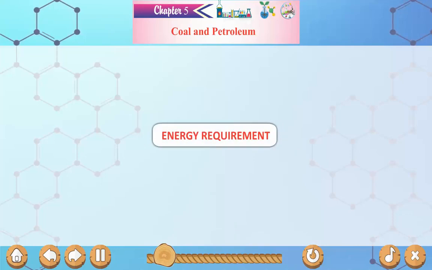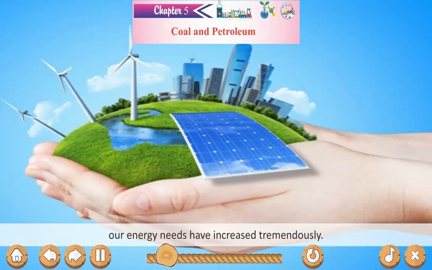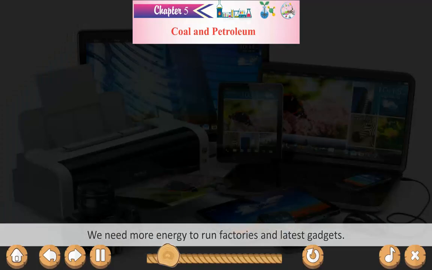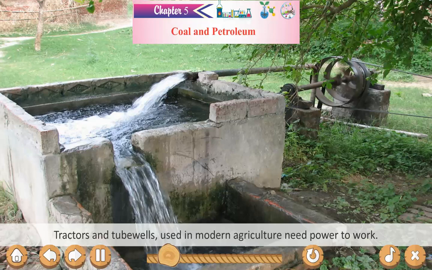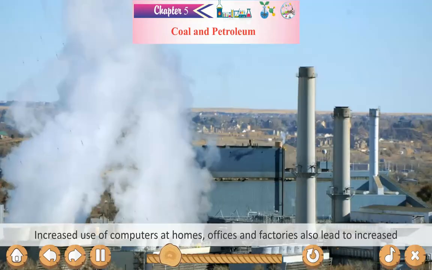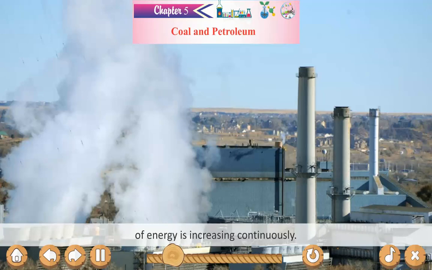Energy requirement. With the rising population and advancement in technology, our energy needs have increased tremendously. We need more energy to run factories and the latest gadgets. Tractors and tube wells used in modern agriculture need power to work. Increased use of computers at homes, offices and factories has also led to increased electrical energy consumption. Domestic as well as industrial consumption of energy is increasing continuously.